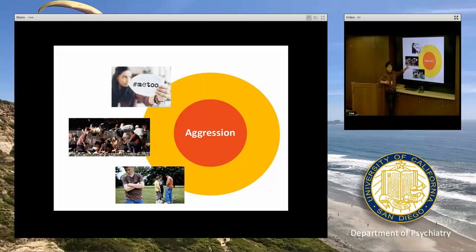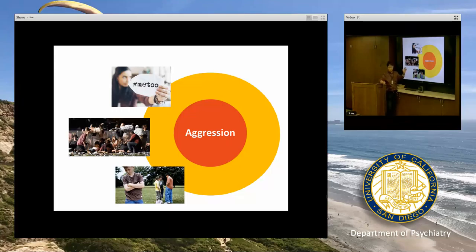The second one is the mass shooting. This picture was taken, I believe, probably 2 years ago, or 1 year ago, I forgot. It's the mass shooting in Las Vegas, probably the highest mortality in the history of the United States. And the last one is bullying victimization on campus. Some people think this is a minor form of aggression, but the impact might not be smaller than the other types of aggressive behavior.